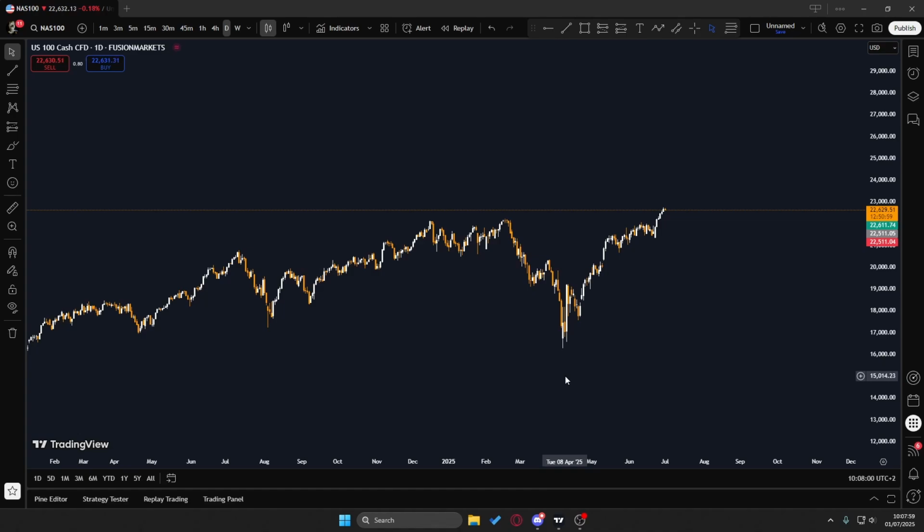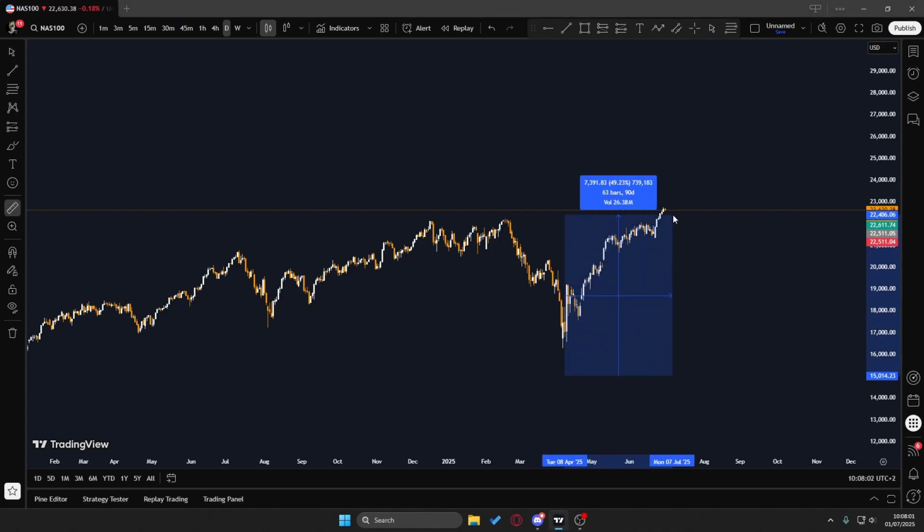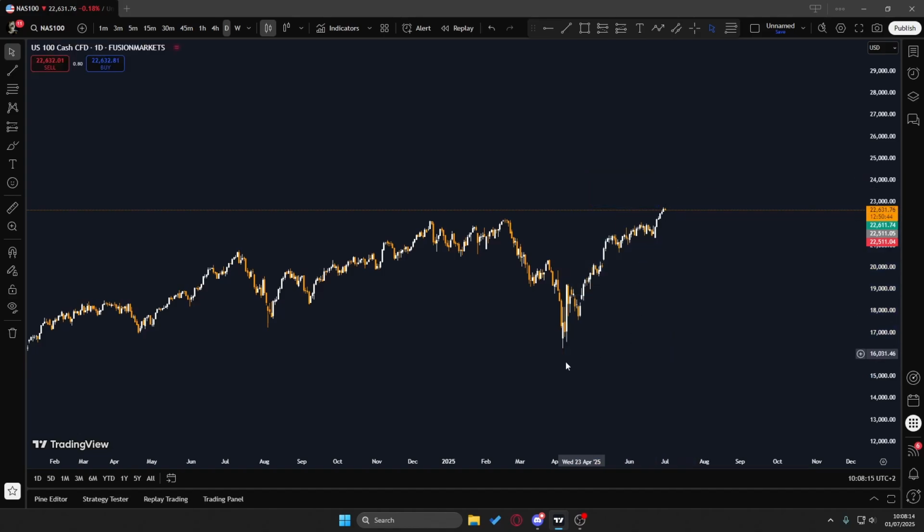So if we measure from here, from 15,000 up until 22,500, which if you remember is the price where you want to buy your first position, that is a difference of 7,500 points. 7,500 points is now the point amount that we want to multiply with our trade size.